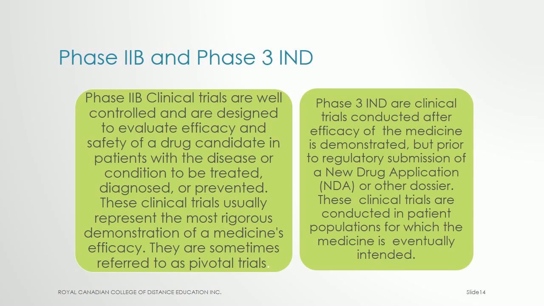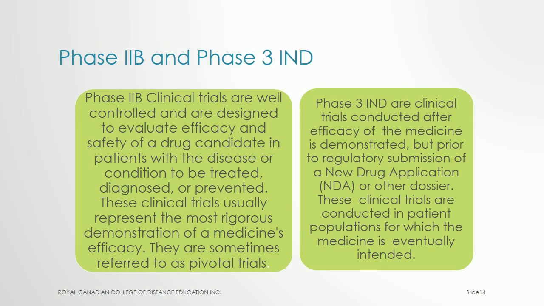Phase 2b and Phase 3 IND. Phase 2b clinical trials are well controlled and are designed to evaluate efficacy and safety of a drug candidate in patients with the disease or condition to be treated, diagnosed, or prevented. These clinical trials usually represent the most rigorous demonstration of a medicine's efficacy. They are sometimes referred to as pivotal trials.